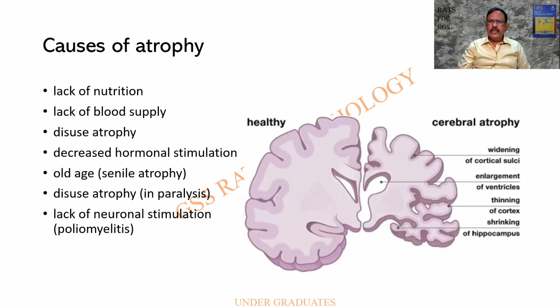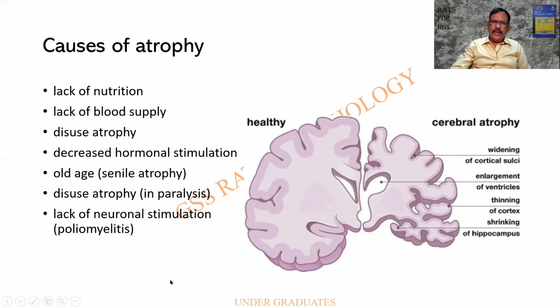What are the general causes of atrophy? Lack of nutrition, lack of blood supply, disuse atrophy. Sometimes when an organ or an extremity is not being used, there can be a disuse. Decreased hormonal stimulation. Old age, senile atrophy. Disuse atrophy again in paralysis. Lack of neuronal stimulation in the case of poliomyelitis. These are all a plethora of causes which you people should remember.